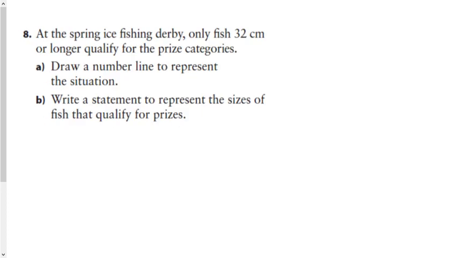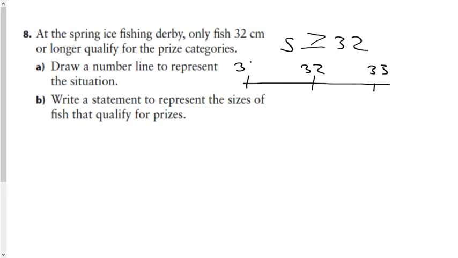Question 8, at the spring ice fishing derby, only fish 32 centimeters or longer qualifies for the prize categories. Draw a number line to represent the situation. I'm going to draw an inequality first. So the size of the fish must be greater than or equal to 32. That's really what I'm trying to draw with a number line. So therefore, if I put 32 in the middle and 33 centimeters here and 31 here, a closed boundary point, because you can have a fish that's 32 to qualify, and any size longer would be acceptable.